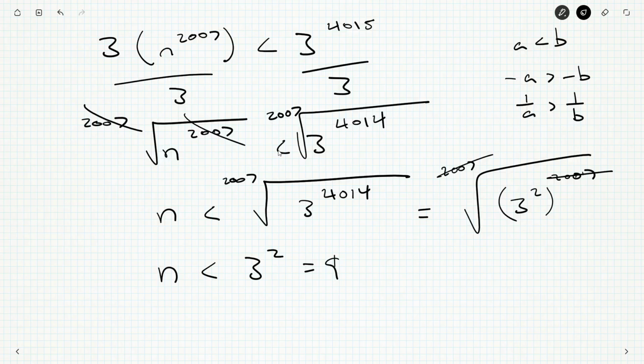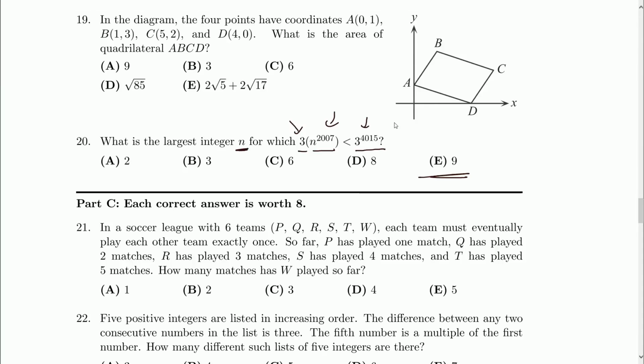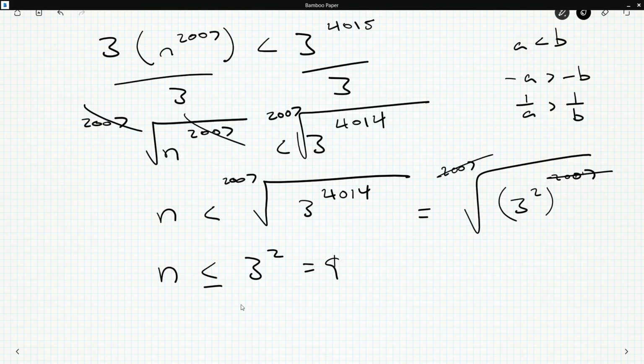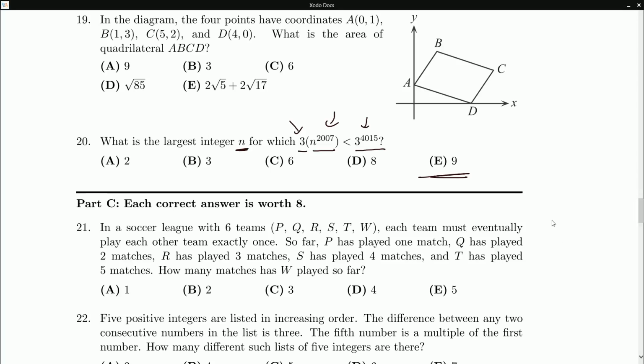Now, if we're doing this question really fast, we'll say the answer is n can be at most 9. And I think I saw it, yeah, it's E. But this is incorrect. If we had less than or equal, I'd agree with you. Yeah, the best integer n could be is 9, but we've got less than. So what's the biggest integer that is still less than 9? 8. Okay, and I think that was D if I saw it correctly.